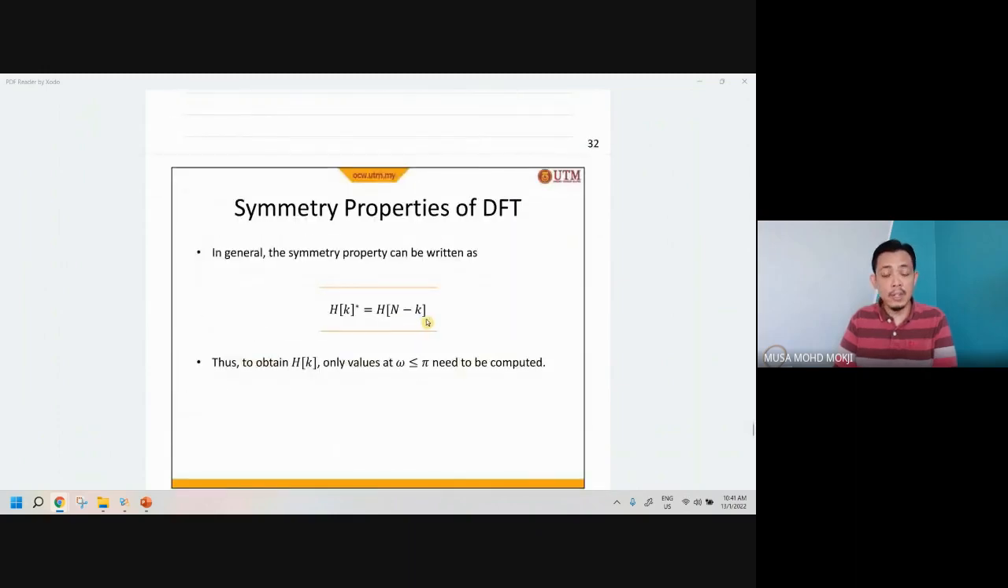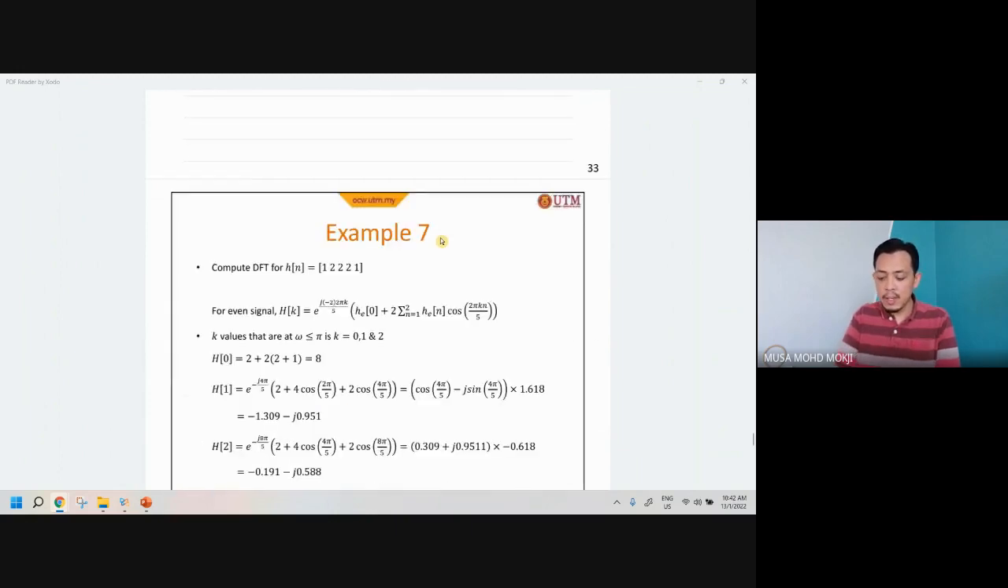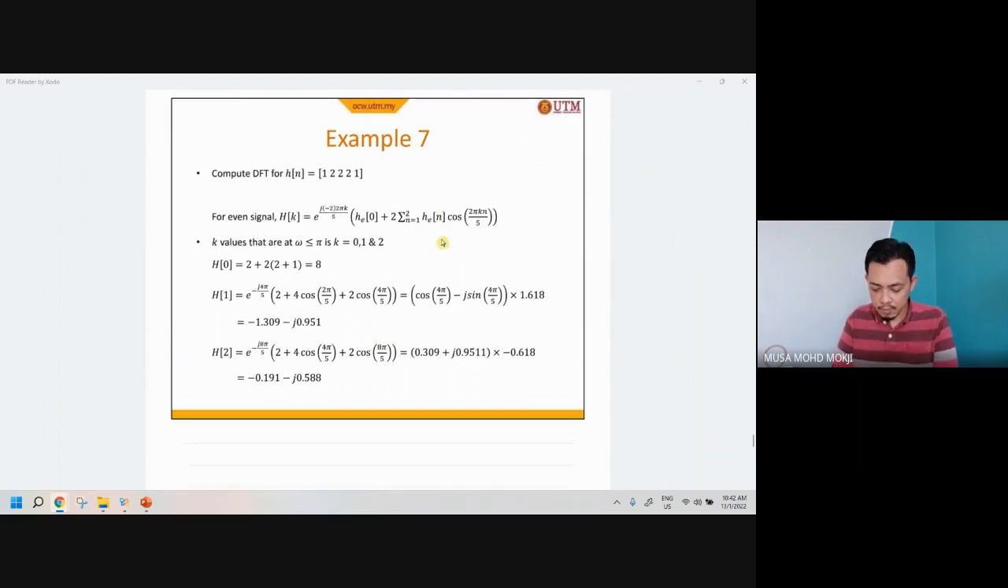And of course, this one is important, because symmetry properties of DFT is the same as symmetry properties of DTFT. And actually we have seen this. So H[k] is just equal to the conjugate of H[N minus k]. Okay, so that's actually the symmetry property. Where is the symmetry line? At omega equals pi.